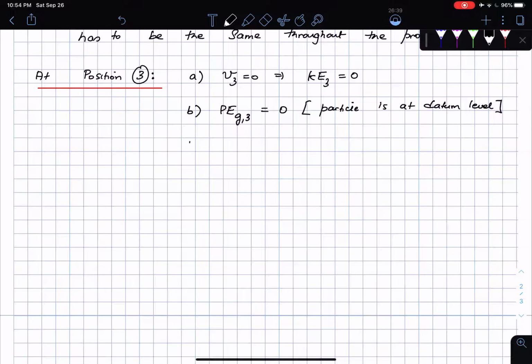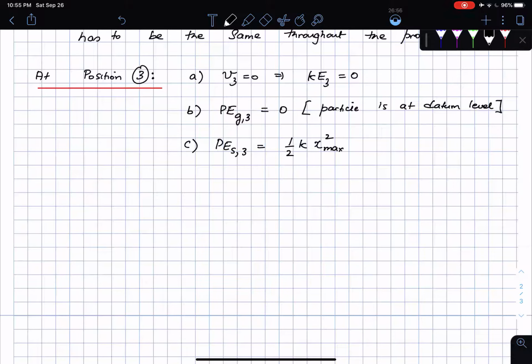And then the spring, don't forget the spring. Potential energy of the spring at position 3 is going to be half times k times, since it is deflected by an amount x max, half k x maximum squared. So these are the things at position 3.